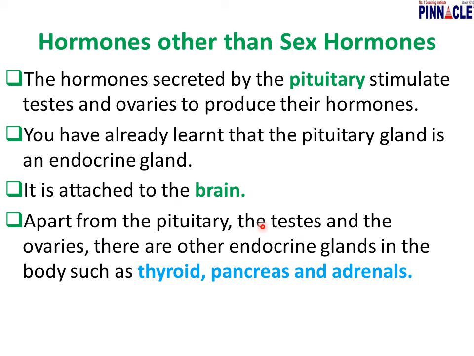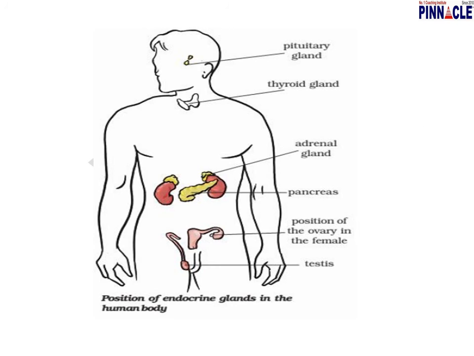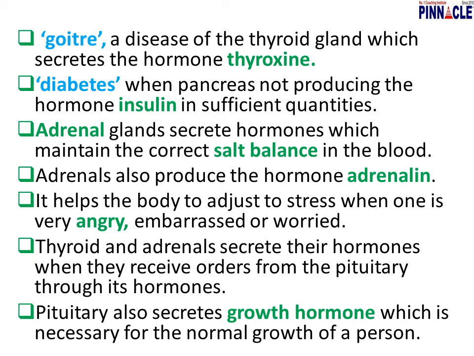Apart from the pituitary, testes and ovaries, there are other endocrine glands in the body such as the thyroid, pancreas and adrenal, which we have seen in the diagram. Also here, the thyroid gland secretes the hormone thyroxine. And what is diabetes?